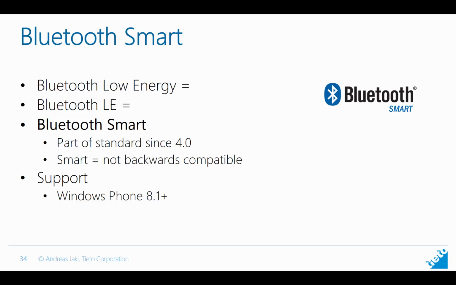Bluetooth Smart is kind of an extension to Bluetooth. It's not backwards compatible, so if you are using Bluetooth Smart to transmit data, a Bluetooth 1.0, Bluetooth 2.0 device can't actually read it. It's supported starting with Windows Phone 8.1 Plus.